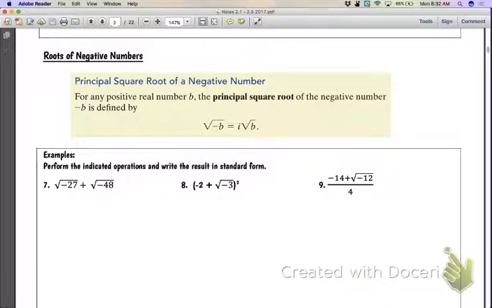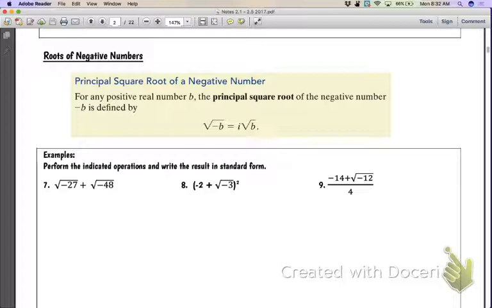Now, roots of negative numbers, really, you treat anything just the same way as you would anything with a squared or a root, if it's negative, or if it has an even root, rather. So like a square root, if it has a negative, you're just going to pull the i out. This probably should be the first thing that we talk about. But you treat everything the same way.